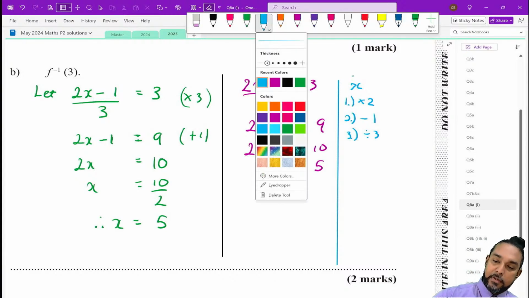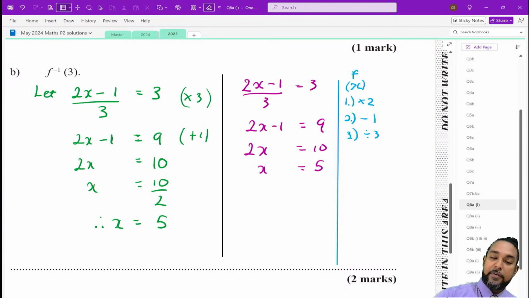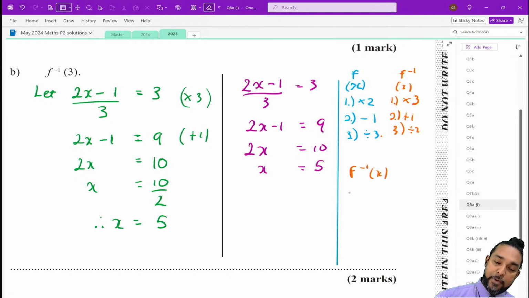So this was f of x. If I want to find f inverse of x, I have to start from the bottom and go up. So the first thing I would do if I'm inverting is I start from here. How do I undo division by 3? Multiply. How do I then undo subtraction of 1? Add back 1. How do I then undo multiplication by 2? I divide by 2. So to do f inverse of x, I take x. The first thing would be multiply by 3, then add 1, and then divide by 2.